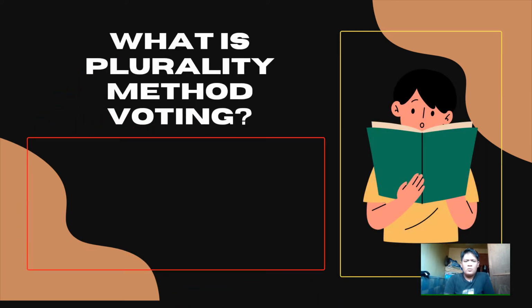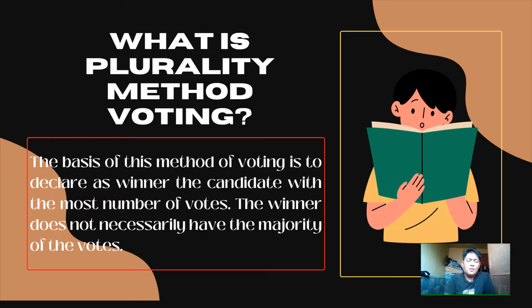So, what is the plurality method of voting? The basis of this method of voting is to declare as a winner the candidate with the most number of votes. The winner does not necessarily have the majority of the votes.